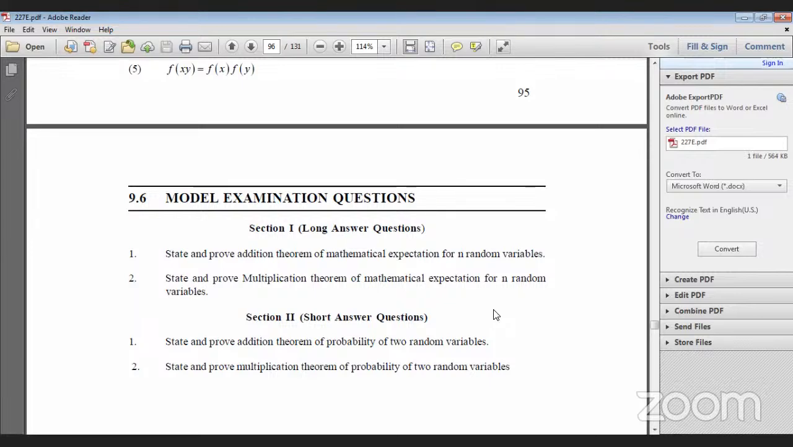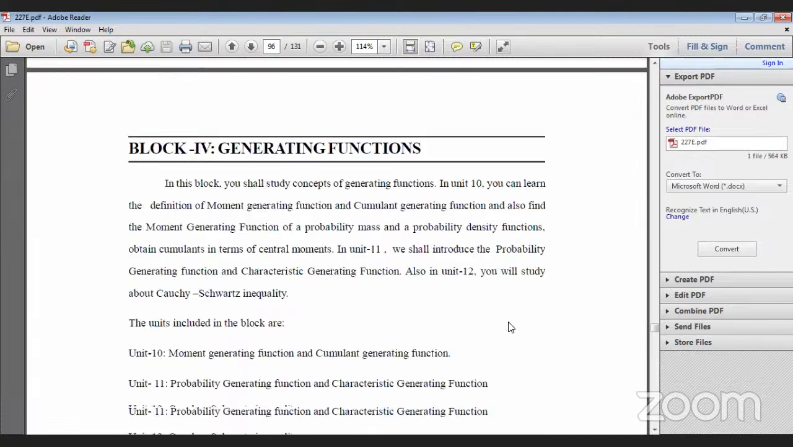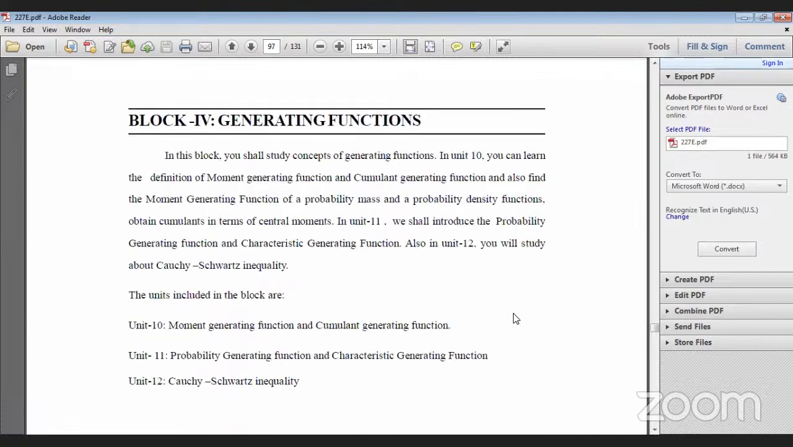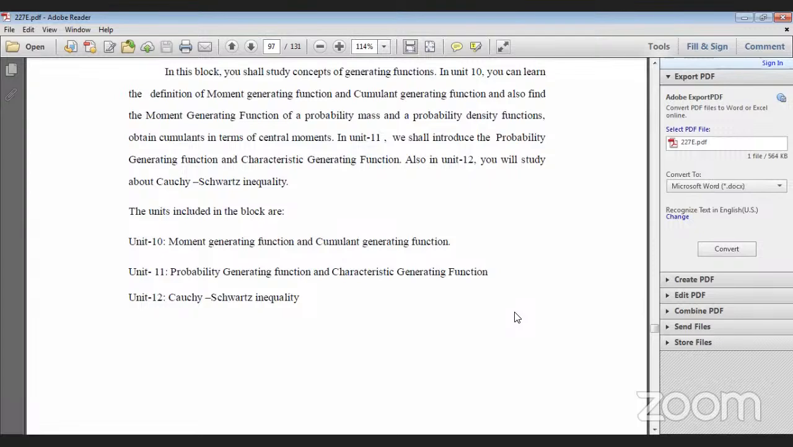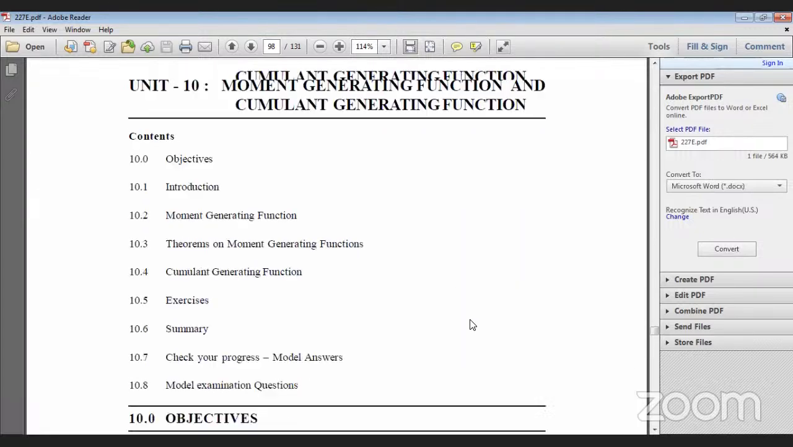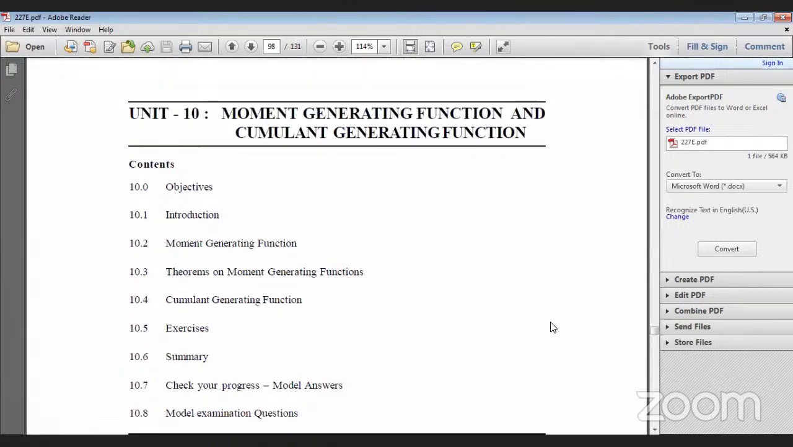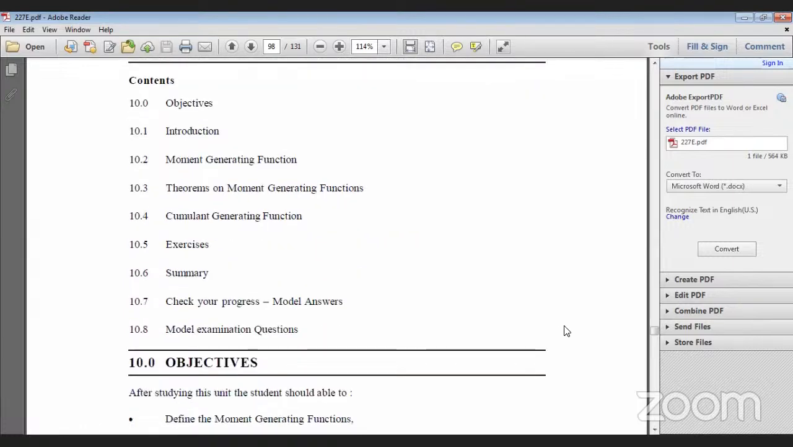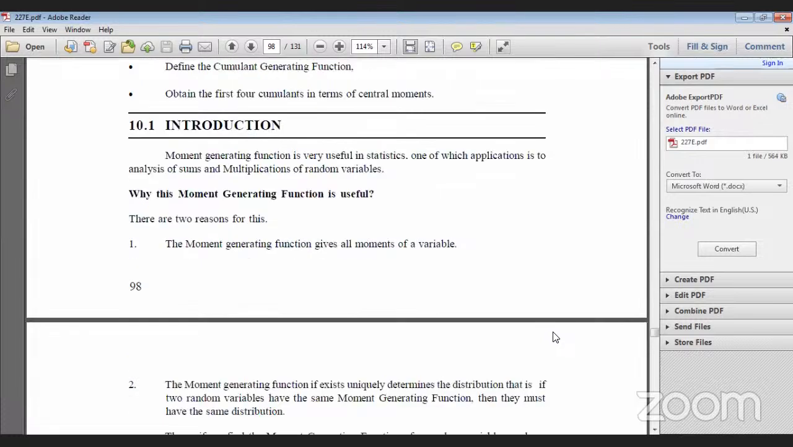Addition theorem, probability of two random variables or n random variables you have to study. Okay na? Okay, sir. Moment generating function, cumulative generating function. So moment generating function, cumulative generating function. So moment generating function, I will give you an introduction today.